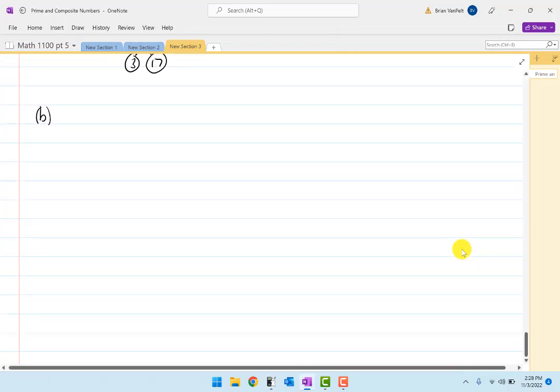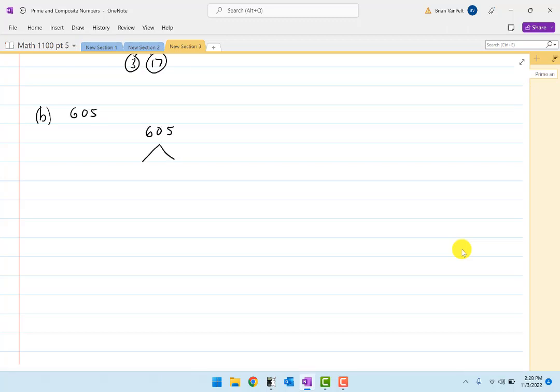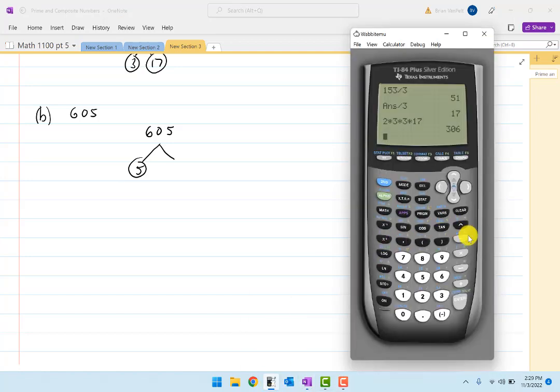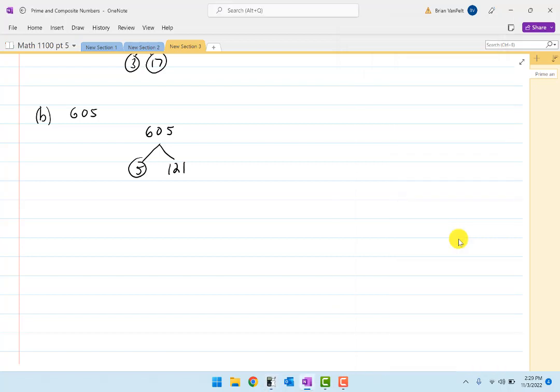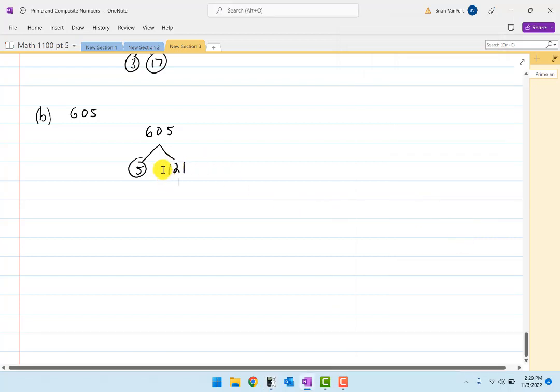Part B, we have 605. Divisibility tests tell us that 5 goes into that easily. What's left over? Well, let's have my calculator tell me. I'm going to do 605 divided by 5, and we get 121. 121, what goes into it? 3 is not going to go into it because 1 plus 2 plus 1 is 4, and 3 doesn't go into 4. No even number is going to go into it. 5 is not going to go into it because it doesn't end with a 0 or a 5.